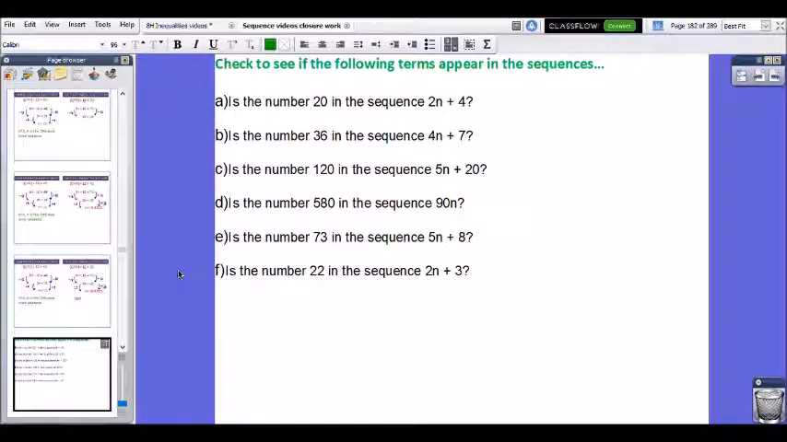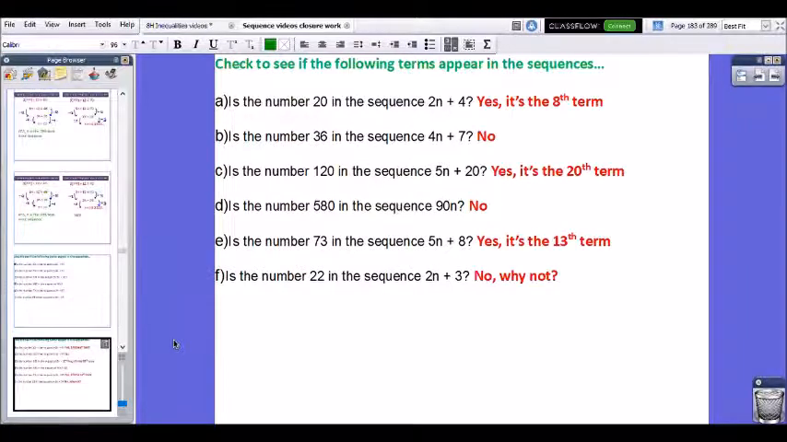Okay, so we have a few questions on our screen now. Please can you pause the video and then unpause the video when you're ready for your solutions. And here are your solutions.